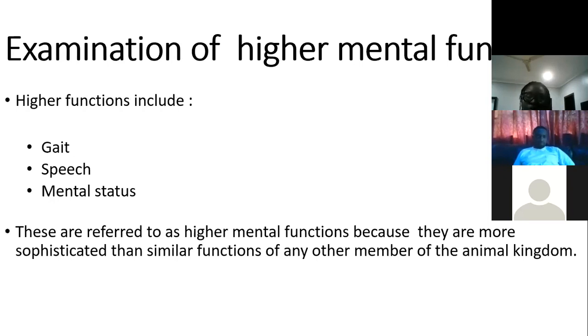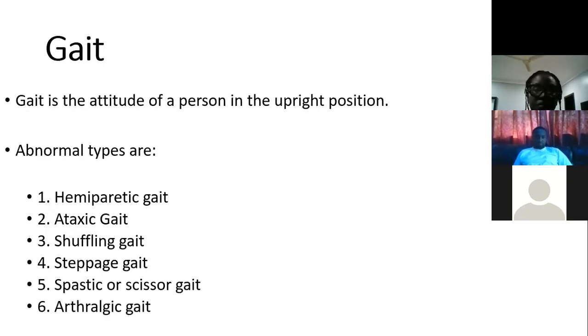So let's move to the examination of higher mental function. So higher mental functions include gait, speech, and mental status. So when you look at the gait, it is the attitude of the person in the upright position. That is, how is a person positioned when they are upright? And some of the abnormal types are hemiparetic gait, ataxic gait, shuffling gait, steppage gait, spastic or scissor gait, and an arthralgic gait.